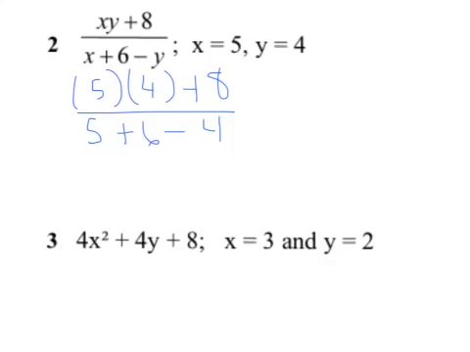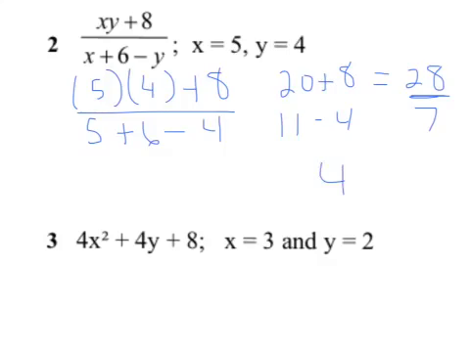Okay, so we will evaluate just the top part first. So 5 times 4 is 20. 20 plus 8 is 28. So our numerator will be 28. And our denominator, we're going to evaluate that. So 5 plus 6 is 11. So 11 minus 4 will give us 7. Now that we have a fraction set up with just a number on top and the bottom, we will solve that. So 28 divided by 7 is 4.